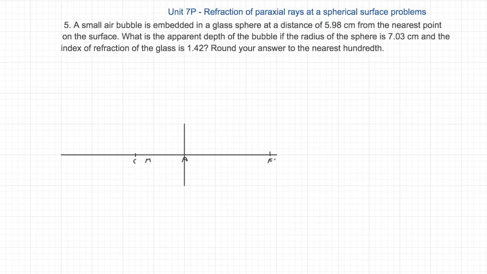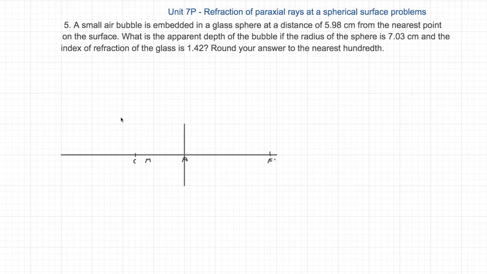Question 5, a small air bubble is embedded in a glass sphere at a distance of 5.98 centimeters from the nearest point on the surface. What is the apparent depth of the bubble if the radius of the sphere is 7.03 centimeters and the index of refraction of the glass is 1.42? Round your answer to the nearest hundredth.